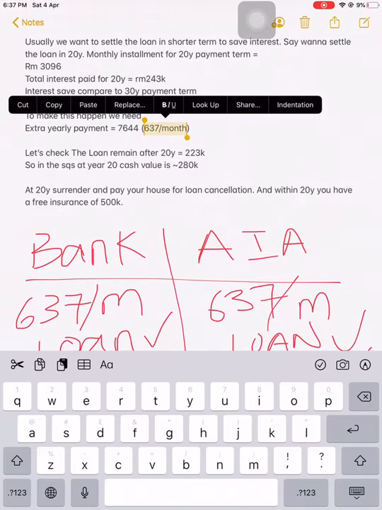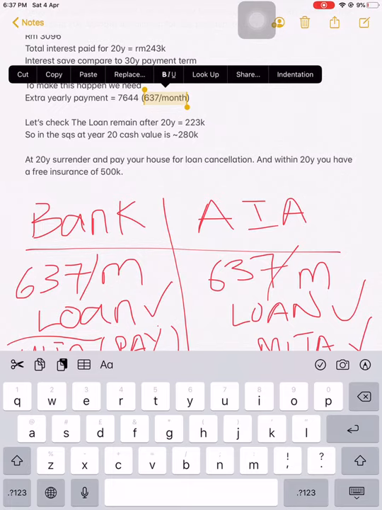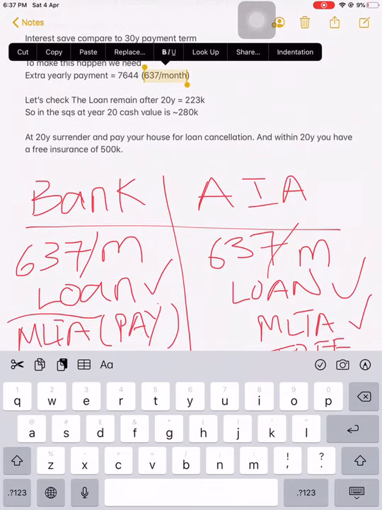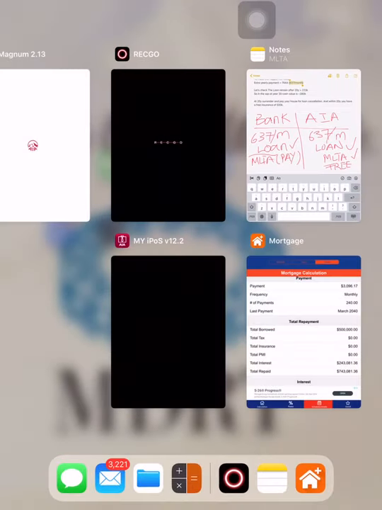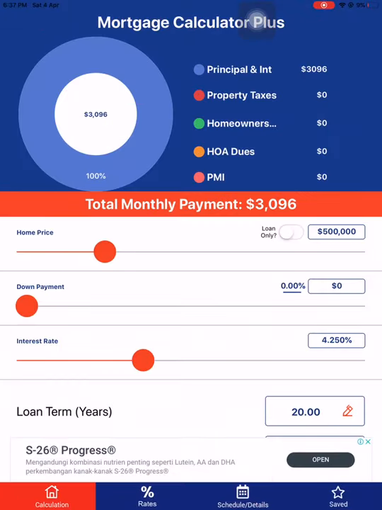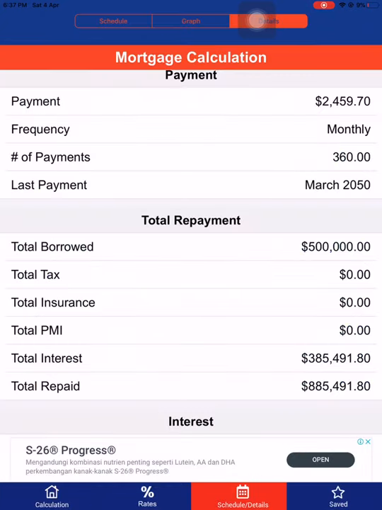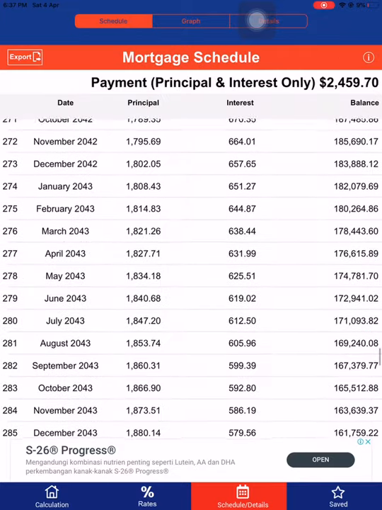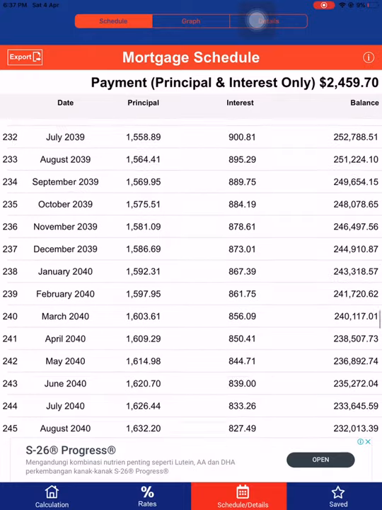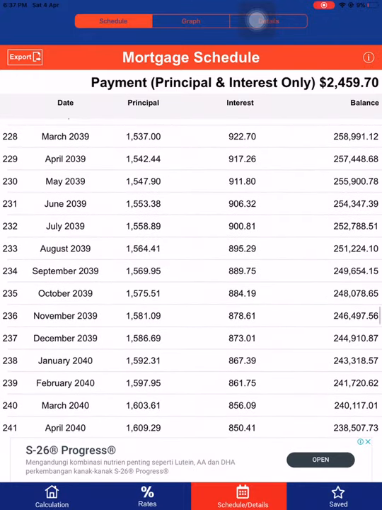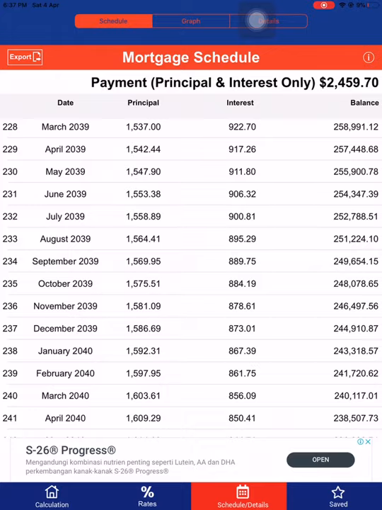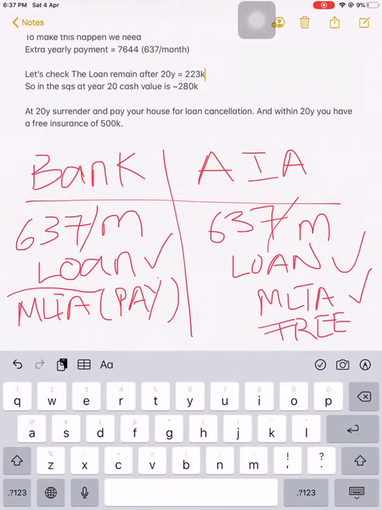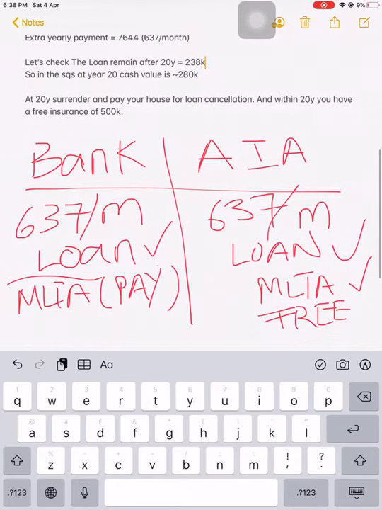What if I put the 637 a month in AIA? What will happen? Okay, so let's check first what happens at 20 years. If I didn't put any money to the bank, look at the 20 years, 2040. Okay, in 2040, the balance is 238,000. I still owe the bank 238,000. So what if I put the 637 in AIA?